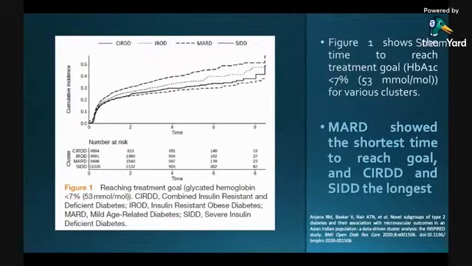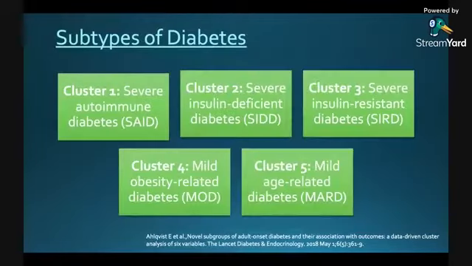So this slide, in a very simple way, talks about the time to reach the treatment goal of A1C less than 7, considered here across the various clusters. They clearly showed, look at the graph, the dashed line, the MARD, showed the shortest time to reach the goal, and the third, obviously, the longest time.